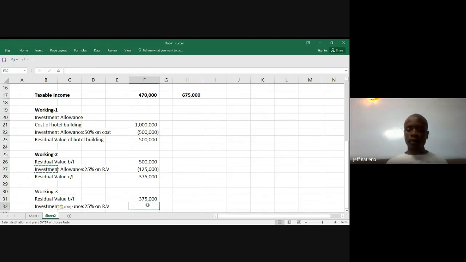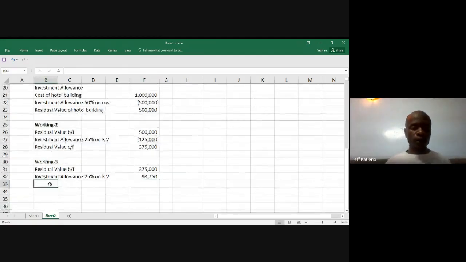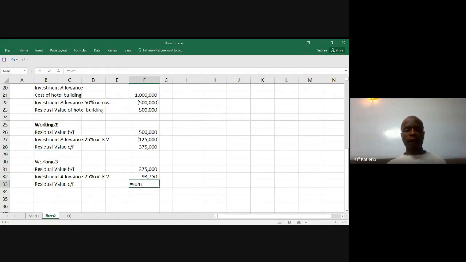This one will be 0.25 times that, which is 93,000. So as you can see, residual value carried forward will be this into like this, 68,000. How come it can't be higher than, so this, I didn't do the negative, at 281. So the investment allowance for year 3, as you can see, is 93,000.